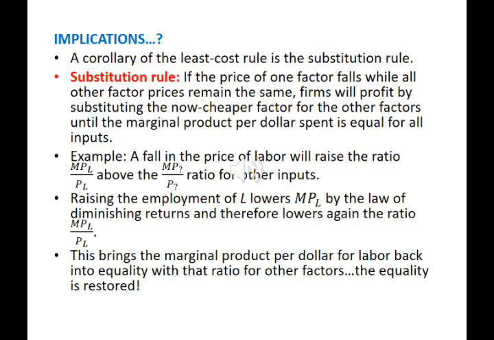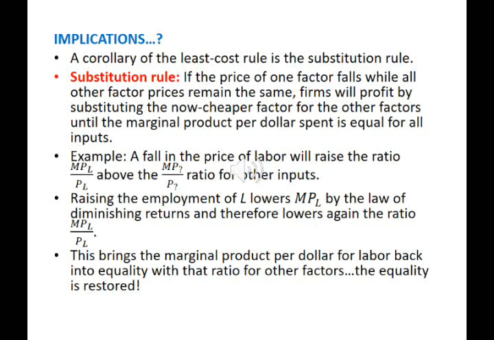Let's take an example in order to understand this. A fall in the price of labor, for example, will raise the ratio MPL over PL. Why? Because the ratio MPL over PL, which is one of the ratios in our least cost rule, okay, when the price of labor falls, the denominator will fall, which will raise this ratio, MPL over PL. It will increase this ratio above the other ratios in the least cost rule. What will happen in this case? What will happen is that the producer, in this case, seeing a decrease in the price of labor, in the wage of labor, will raise the employment of labor, will hire more labor.